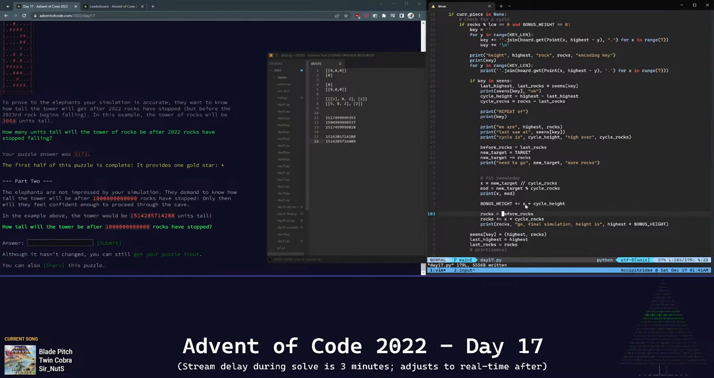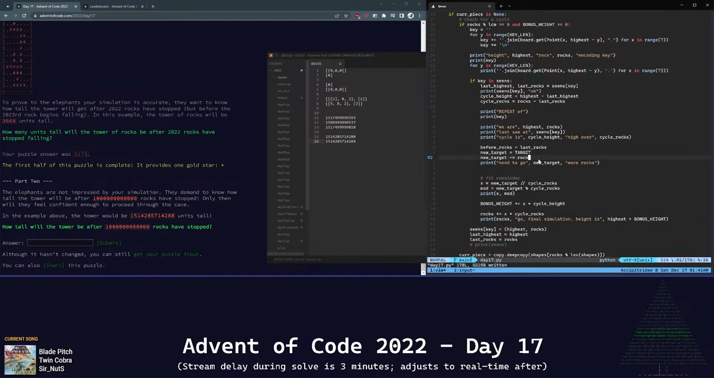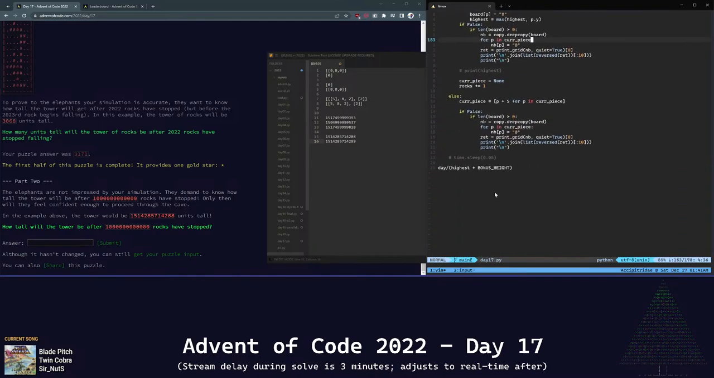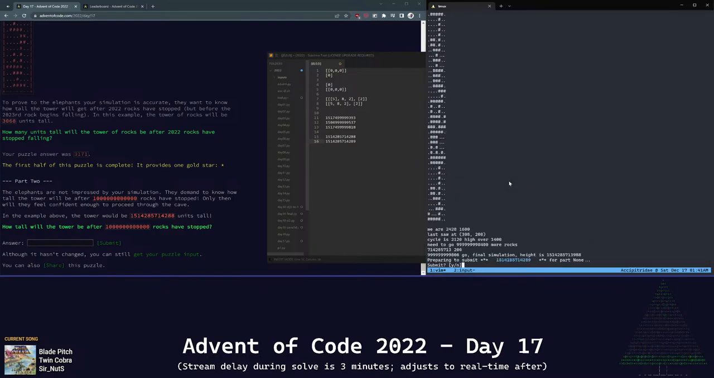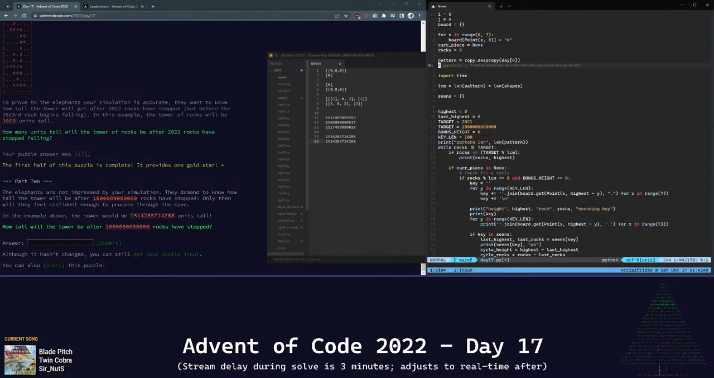Oh, this is incorrect. We don't want to reset that, right? Wow, we're off by one. Do I just go for this? Okay, I mean, I think it's worth going for it. We're allegedly off by one here. Which is okay. What if we run it?